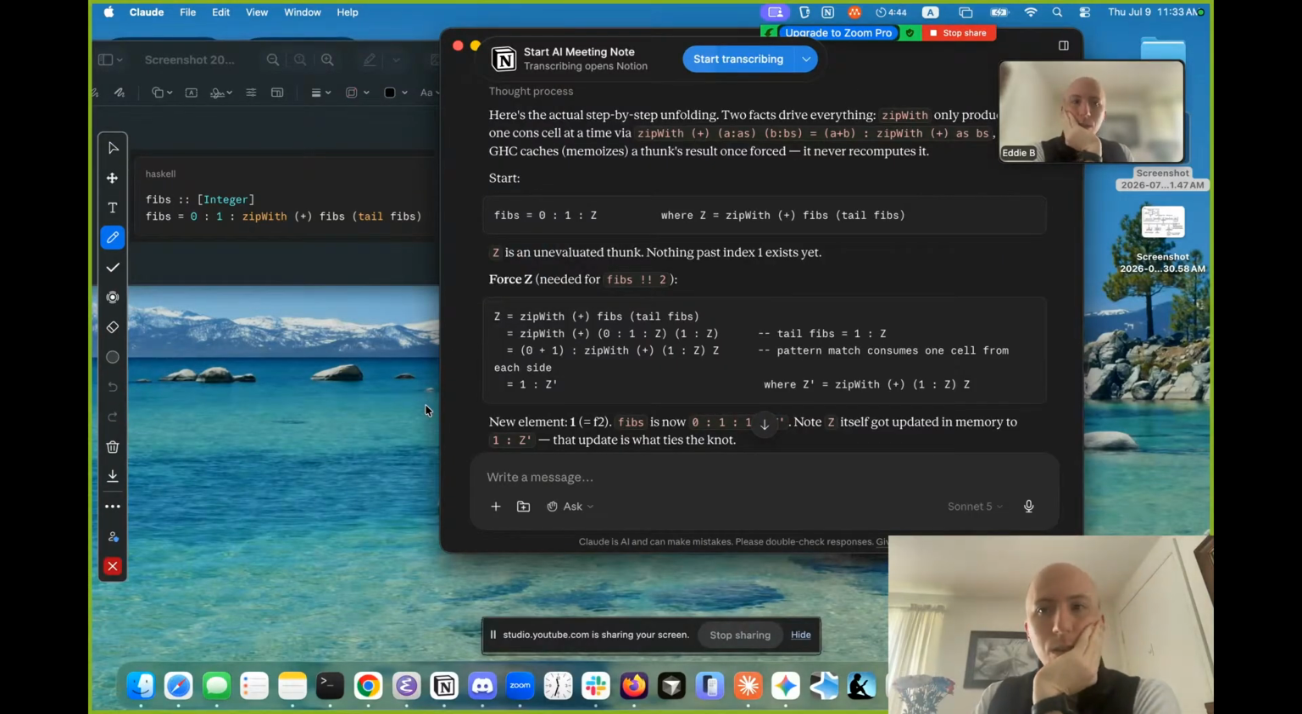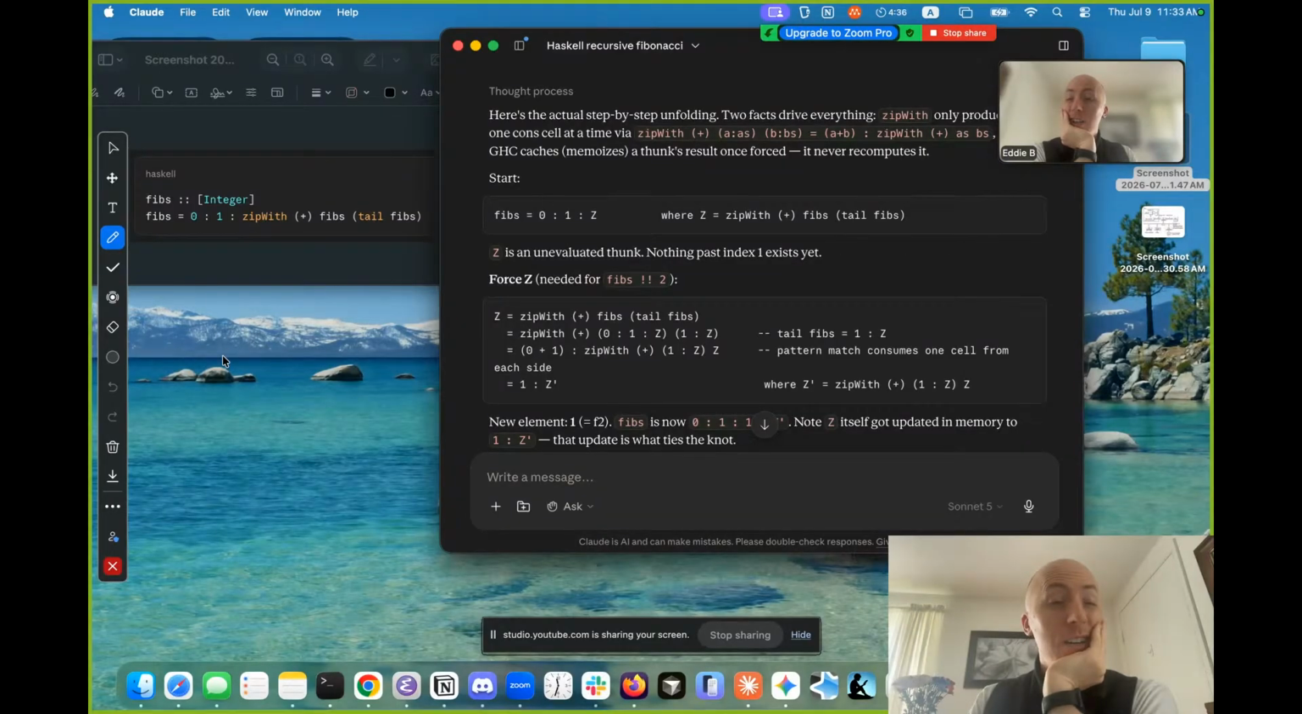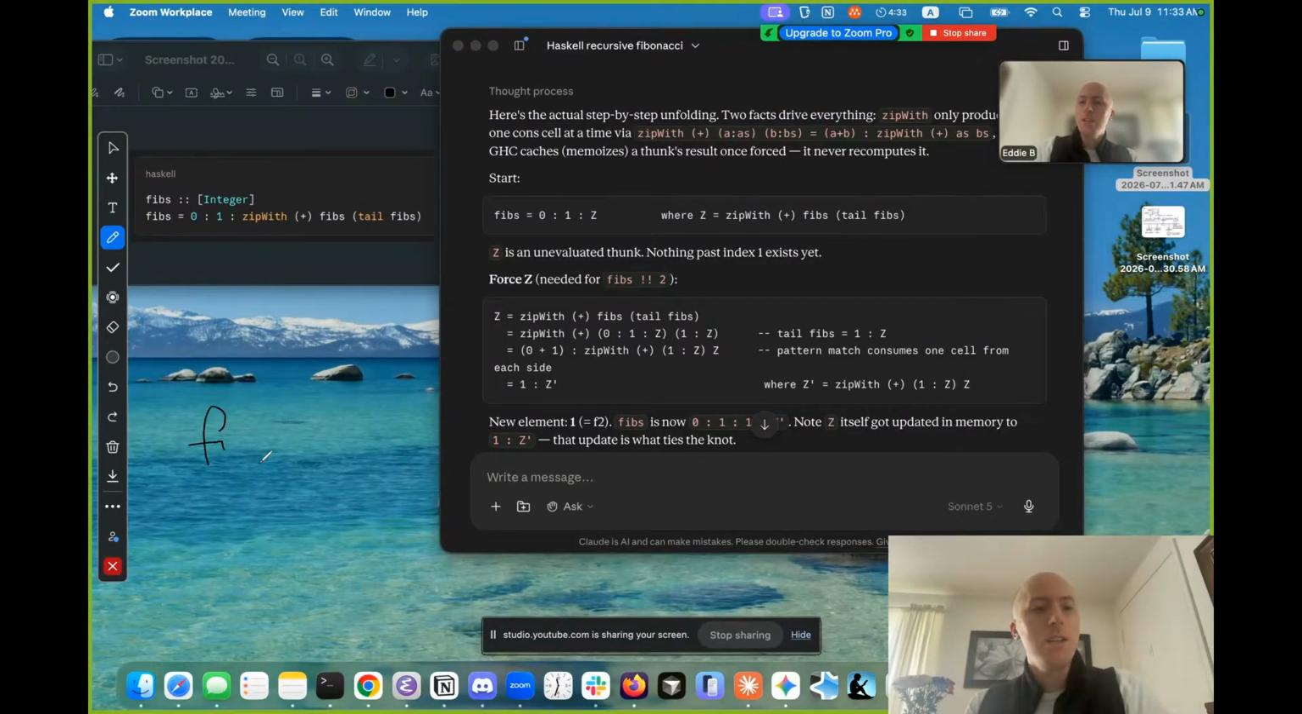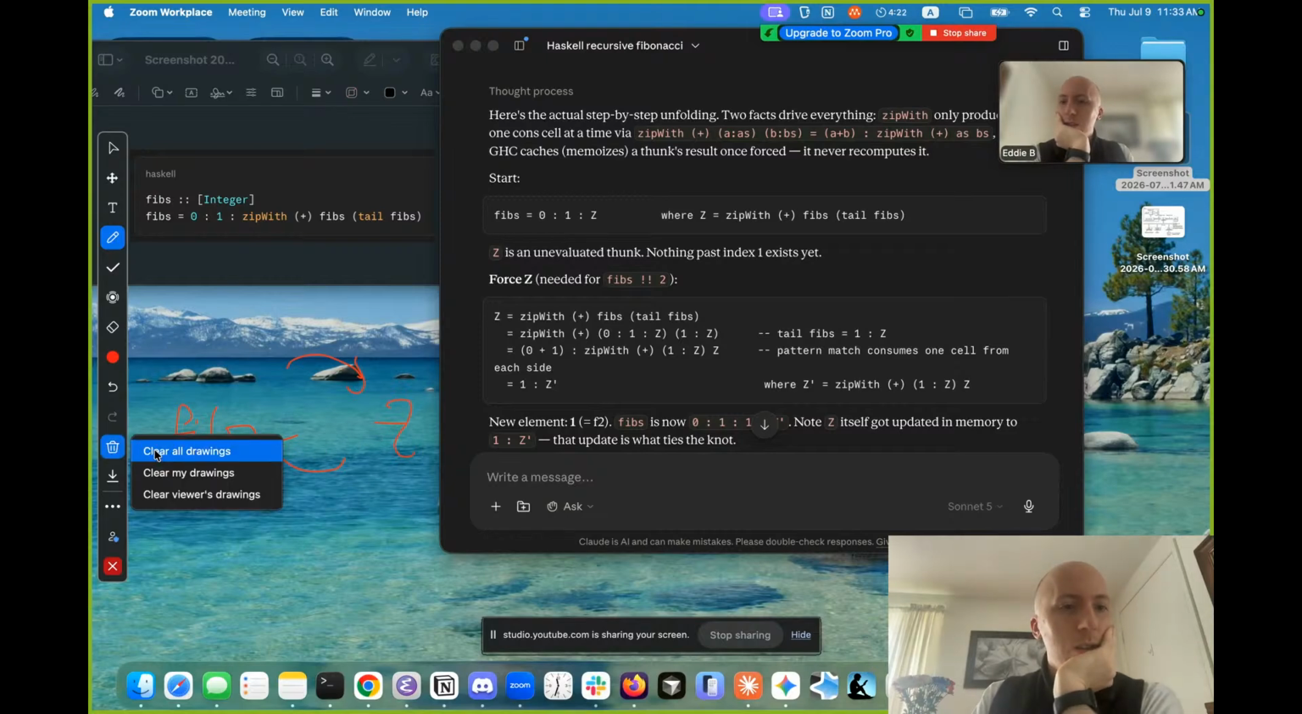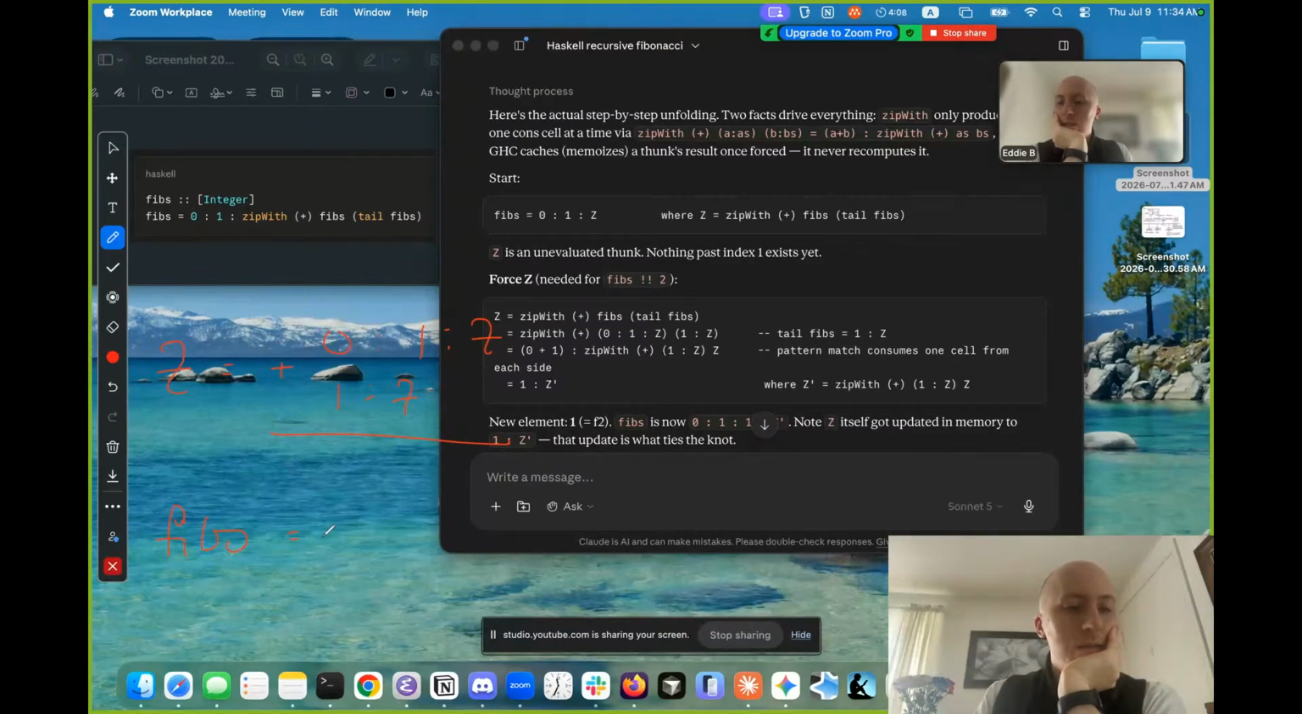So fibs is a different thing from Z. So I guess they're kind of related. You have fibs and you have Z, and they both kind of do this sort of thing. So Z is just the plus thing, Z like this. And then fibs is Z, but just a little bit more.